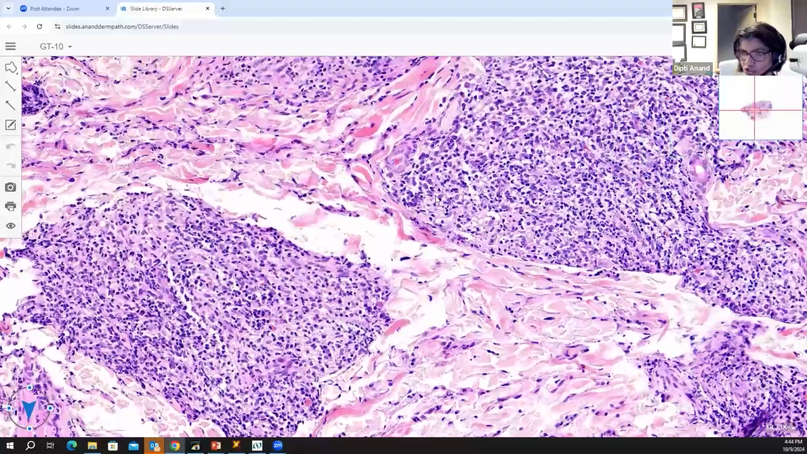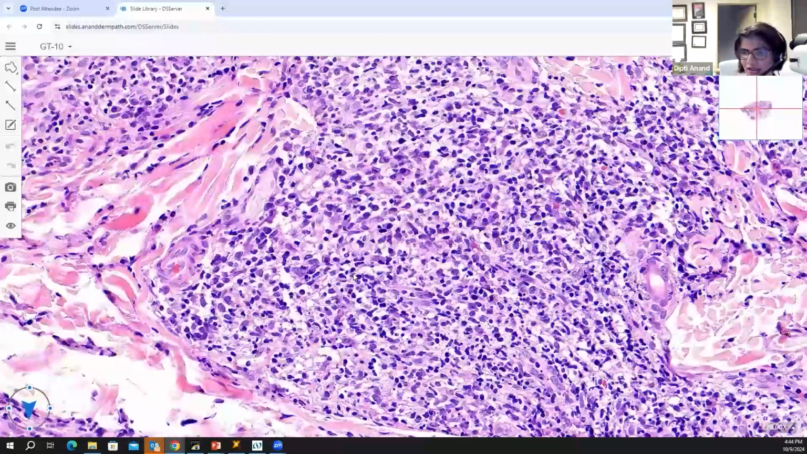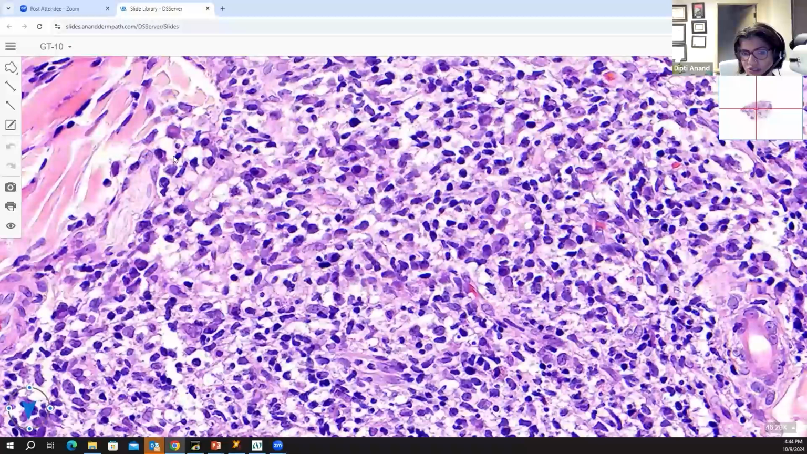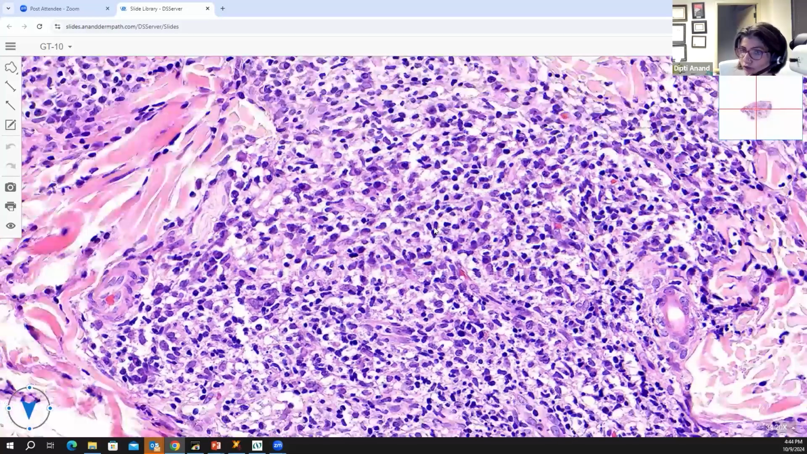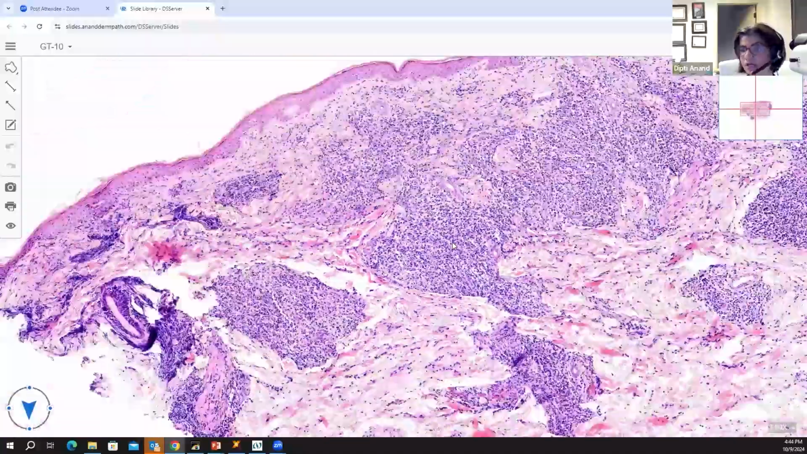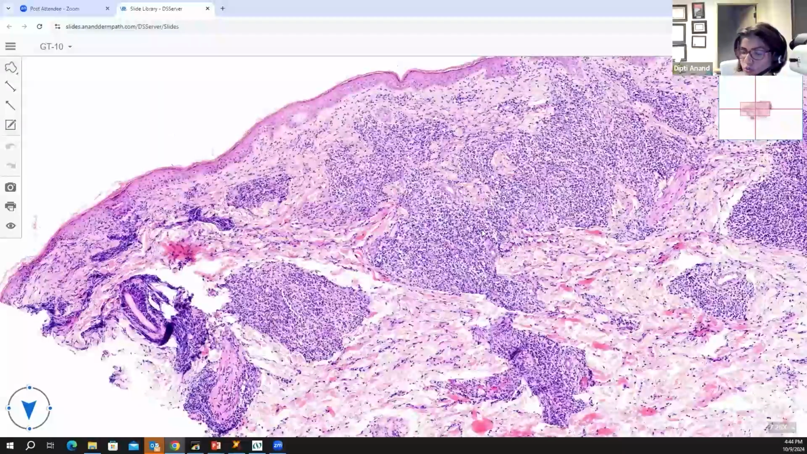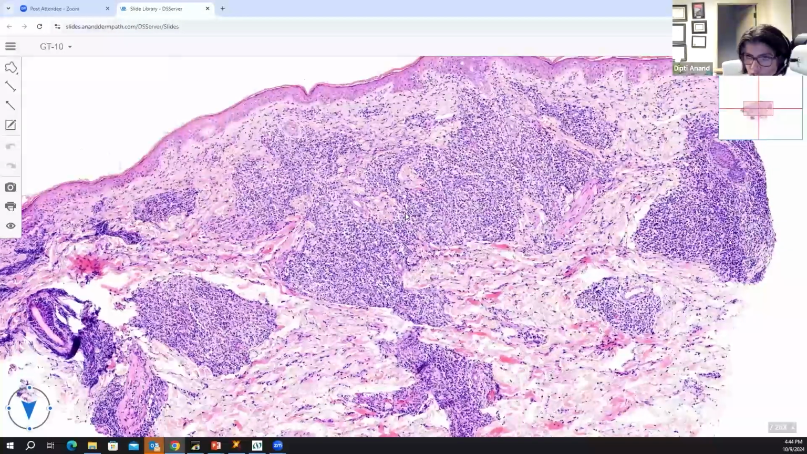If you look at the composition of this tuberculoid granuloma, this one has a lot of plasma cells within the lesion. So you can see all these plasma cells with eccentric nuclei. So tuberculoid granuloma with plasma cells is when you think about secondary syphilis. So tuberculoid granuloma with plasma cells equals secondary syphilis.